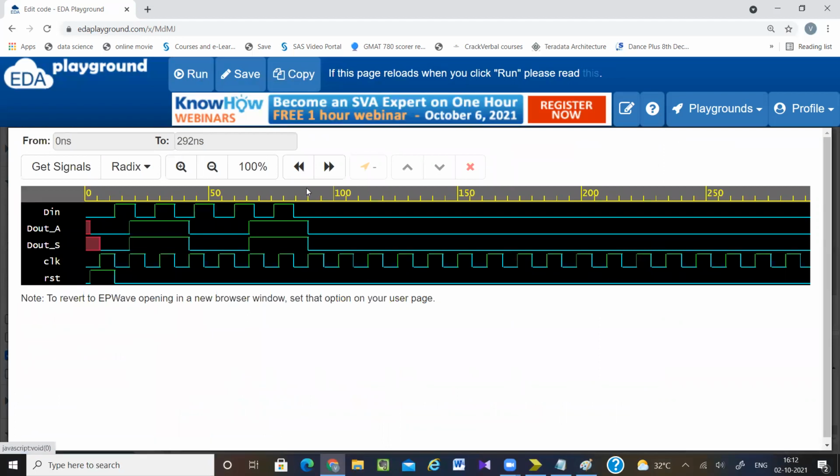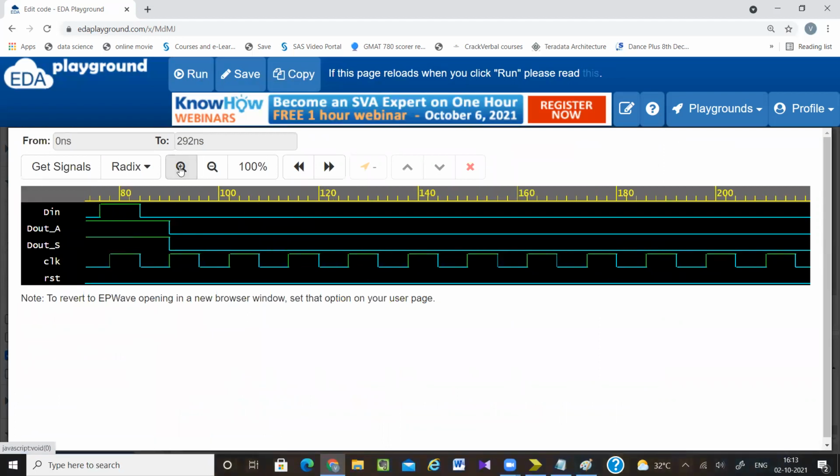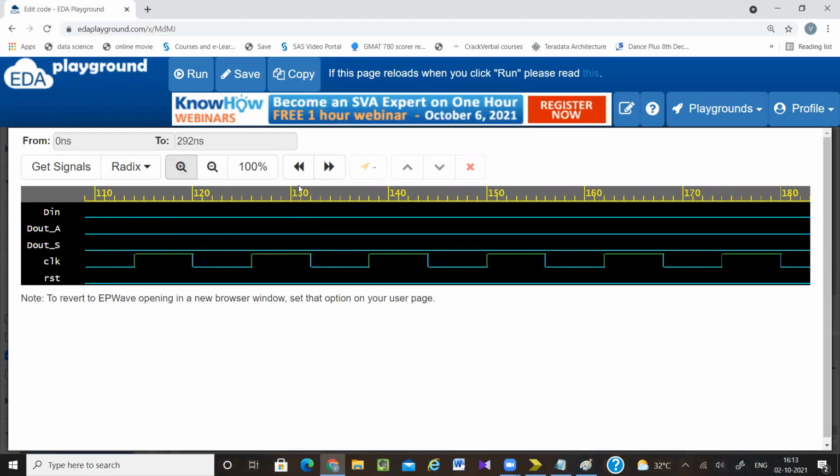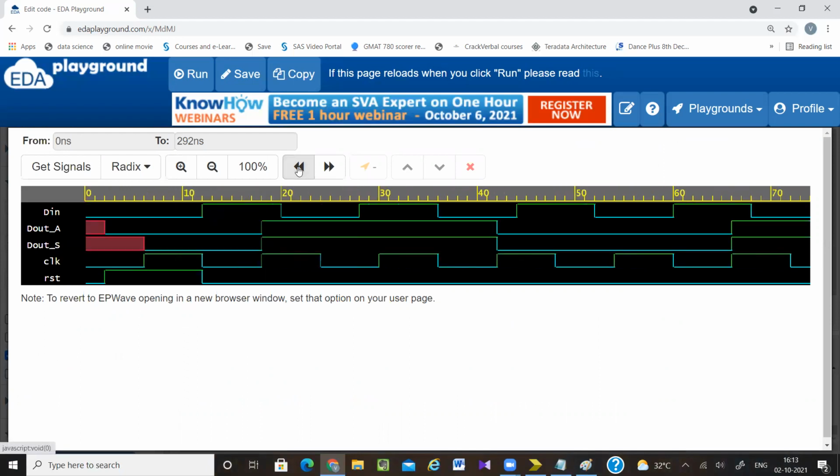Now first look into synchronous and asynchronous reset. Then we'll go to the D flip-flop output. See, this is my asynchronous reset. Now you can see my reset signal is going to 1 here. As soon as my reset signal is 1, it is not waiting for the passage of clock. At that point of time, my output is going to 0. That means my reset signal is activated without depending on the clock. So this is asynchronous reset.